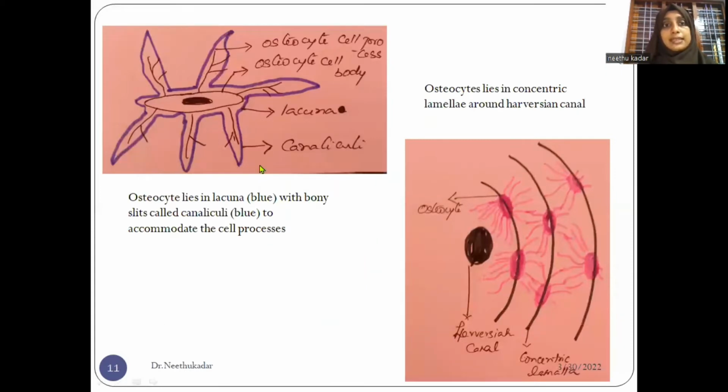An osteocyte structure. You can see the cell body which lies in the lacunae with bony slits called canaliculi. The canaliculi comprise cell processes. The osteocyte lies in the concentric lamellae around the Haversian canal. The presence of osteocytes determines the vitality of the bone.